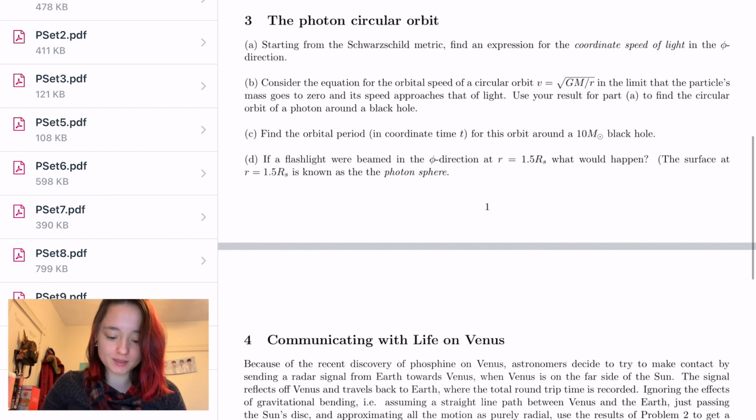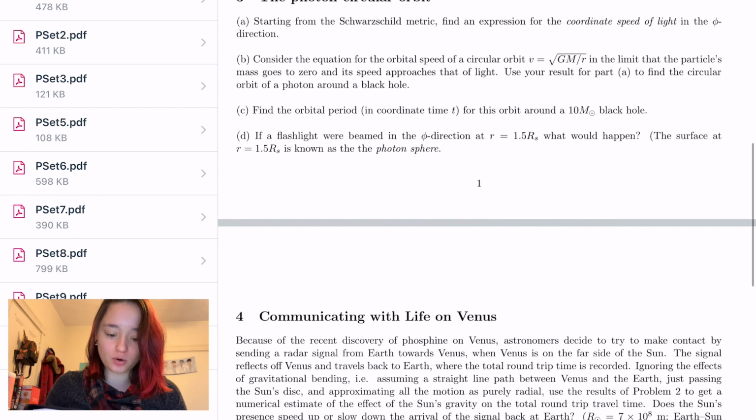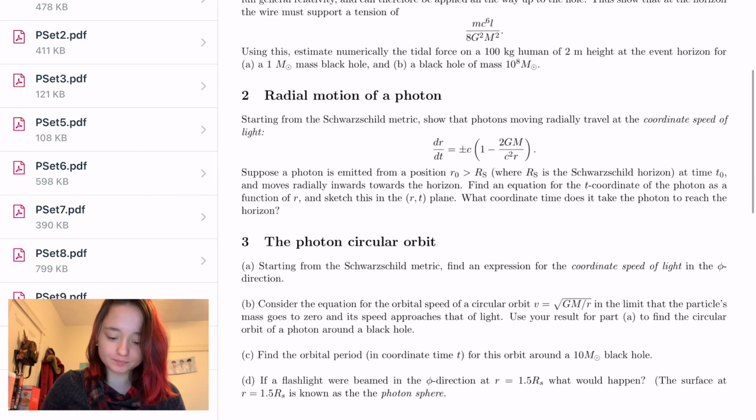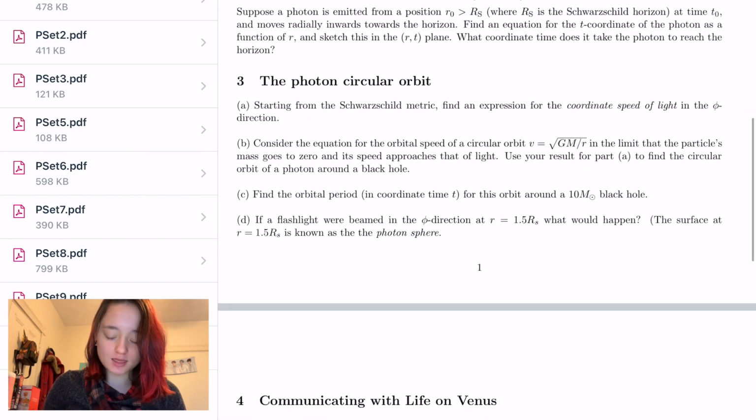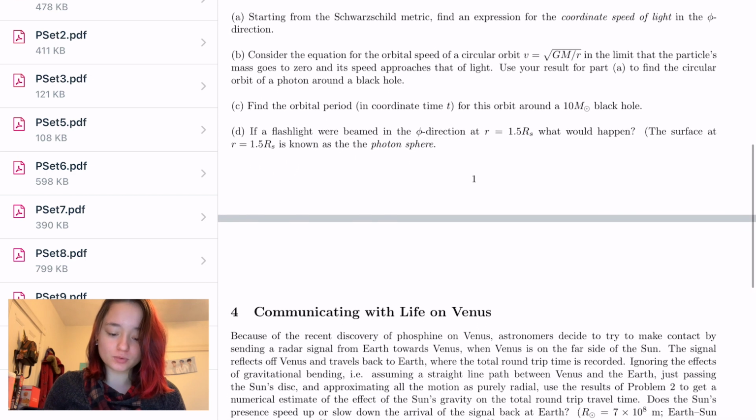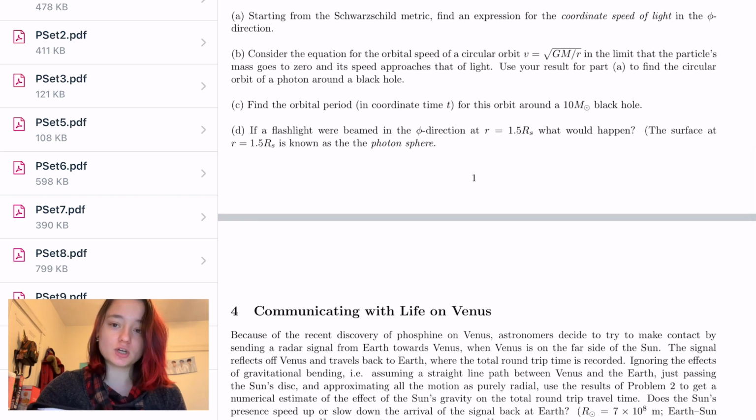Okay, the third problem is the photon's circular orbit. Starting from the Schwarzschild metric, find an expression for the coordinate speed of light in the phi direction. So lots of different questions about the photon circular orbit. All of these questions really rely on you having previous knowledge and general understanding of the topic, and then have you prove some small portion of it.